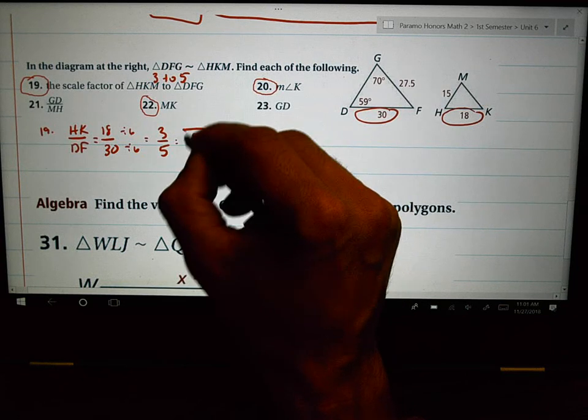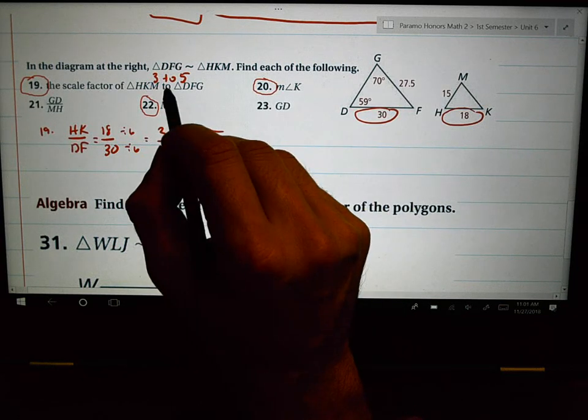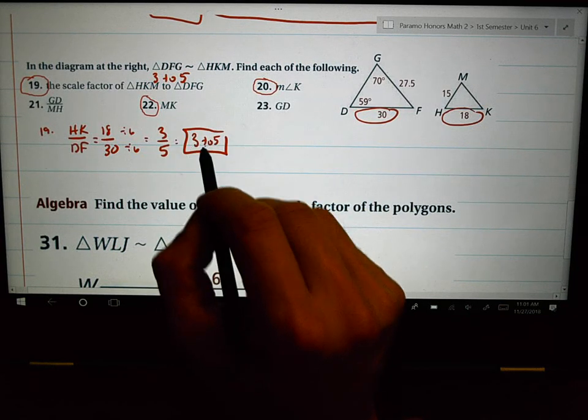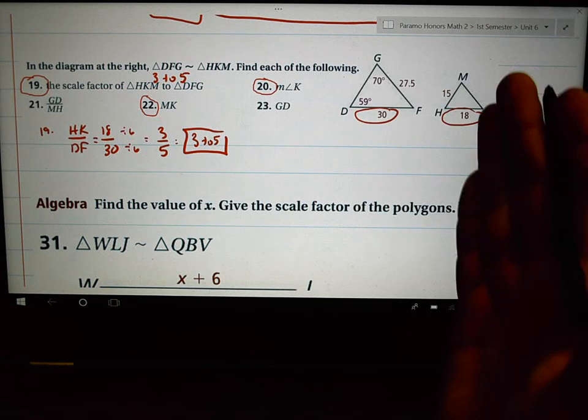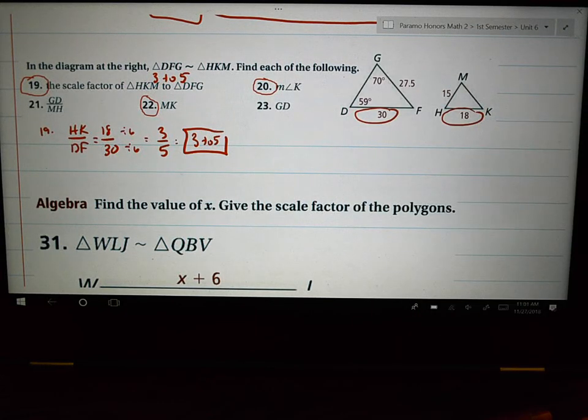And generally, if they ask it with the word "to" in between, I will write it in the same way it was given. This is 3 to 5.